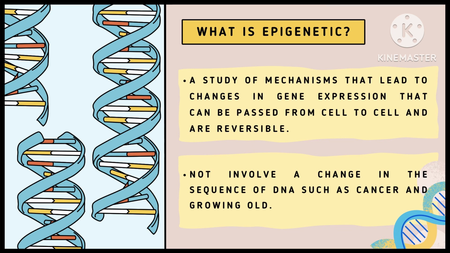What is epigenetics? Epigenetics is the study of mechanisms that lead to changes in gene expression that can be passed from cell to cell and are reversible, but do not involve a change in the sequence of DNA, such as in cancer and growing old. In simpler terms, epigenetics explains how genes can be turned on or off without changing the DNA itself. This is done through mechanisms like DNA methylation and histone modification. These changes help control cell function and can be influenced by factors such as environment, lifestyle, or disease. Because they are reversible, they also offer hope for treatment in conditions like cancer.